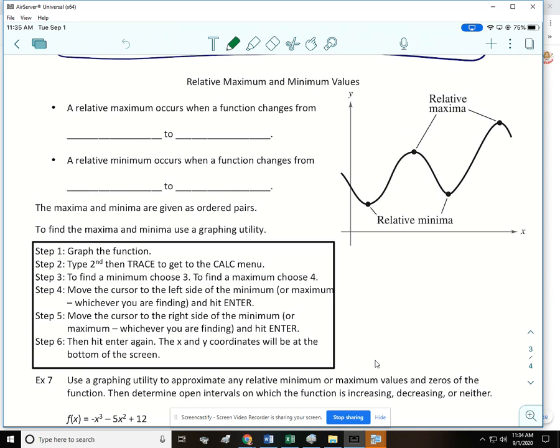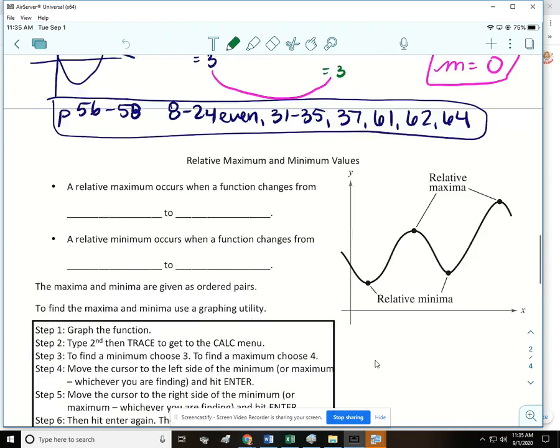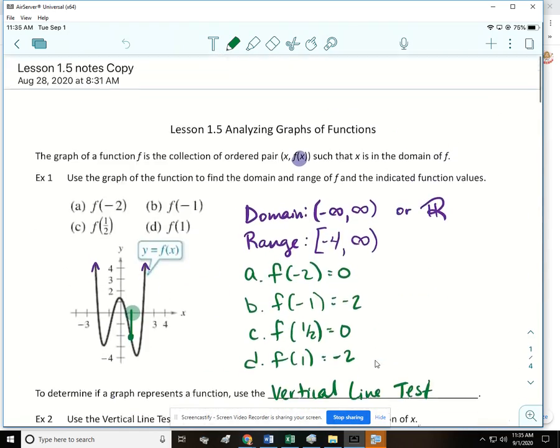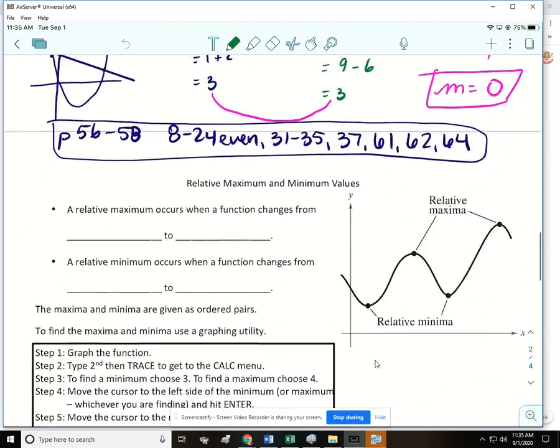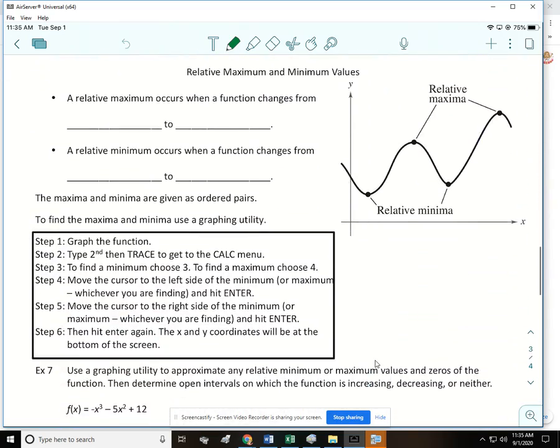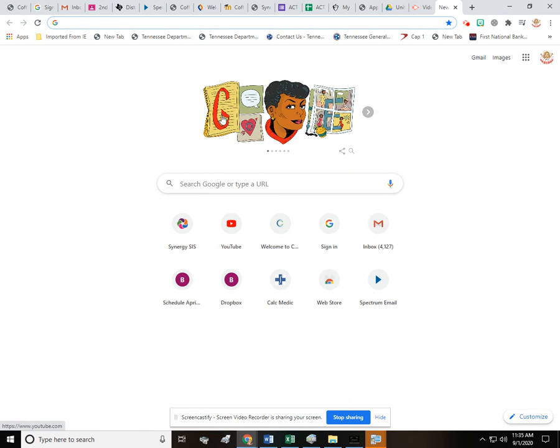Okay, so go to the notes that you guys used, their topic or lesson 1.5, analyzing the graphs of functions, and we are going to finish those up today. Now, today's lesson needs a graphing calculator. I included a link in your assignment.